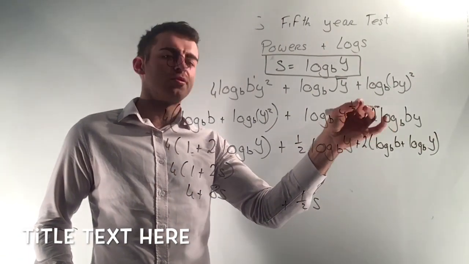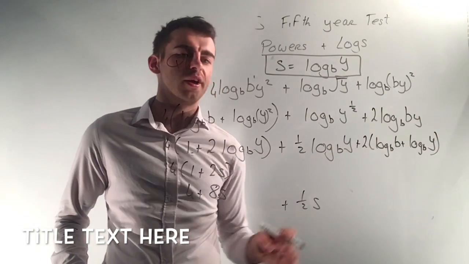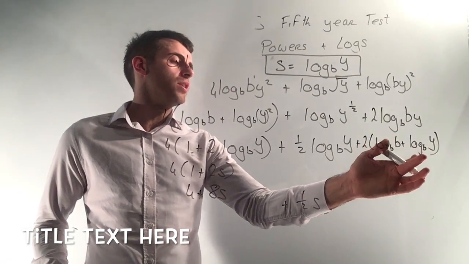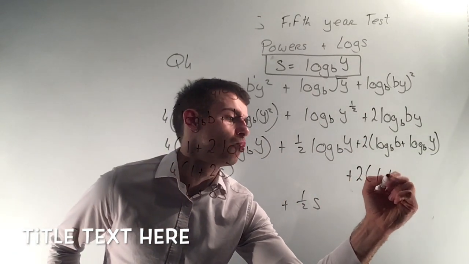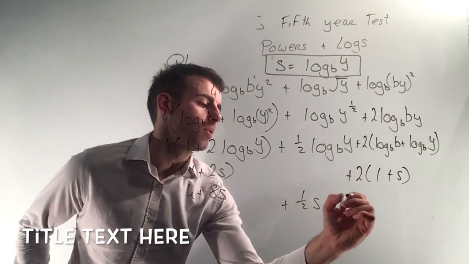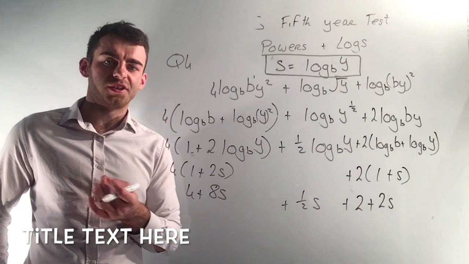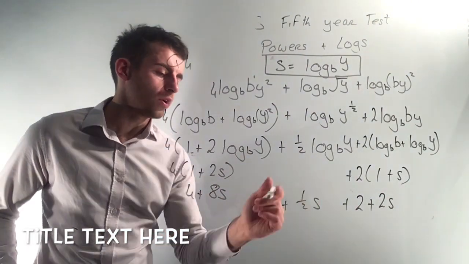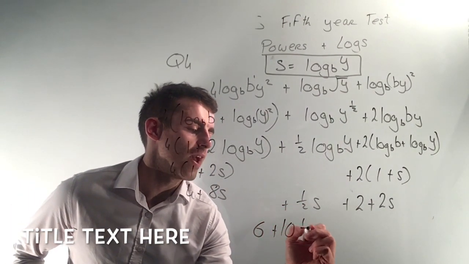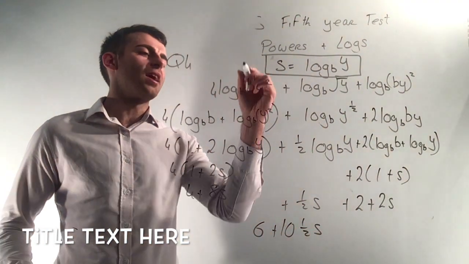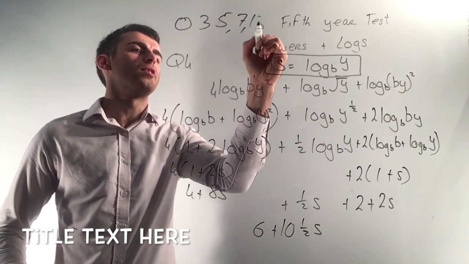Okay, so just according to my first rule of logs, I can split up the b and the y as log b to the base b plus log y to the base b. Now remember, I know log y to the base b is s, log b to the base b is 1, which means this just becomes 2 times 1 plus s, which clearly if I multiply it out is 2 plus 2s. And then my final line, I just need to group all my like terms. So 4 and 2 gives me 6, 8s plus a half s plus 2s gives me 10 and a half s.